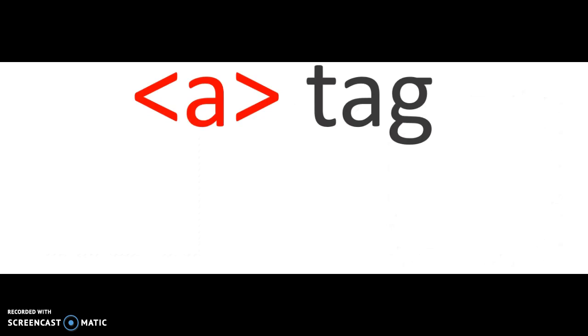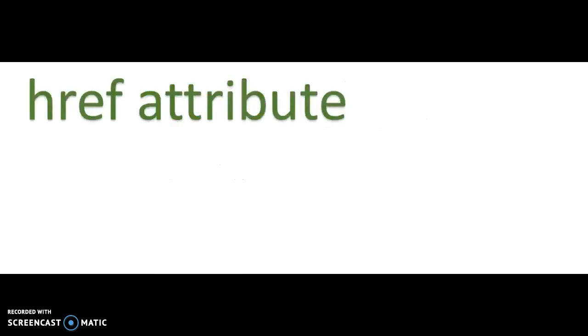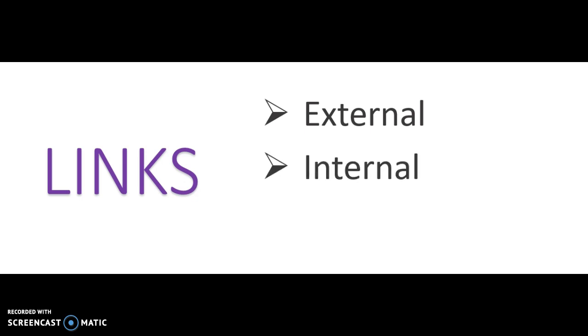To make a link, we have to write the A tag, where A stands for anchor, which is used to link from one page to another. The most important attribute of the anchor tag is the href attribute. Href stands for hyperreference, which indicates the link's destination. There are three kinds of links that I will deal with in this video: external, internal, and within the same page.